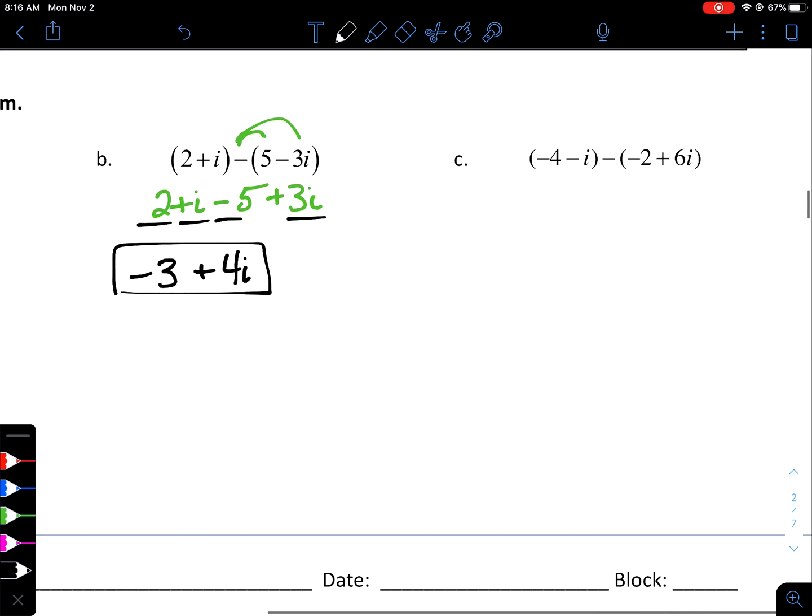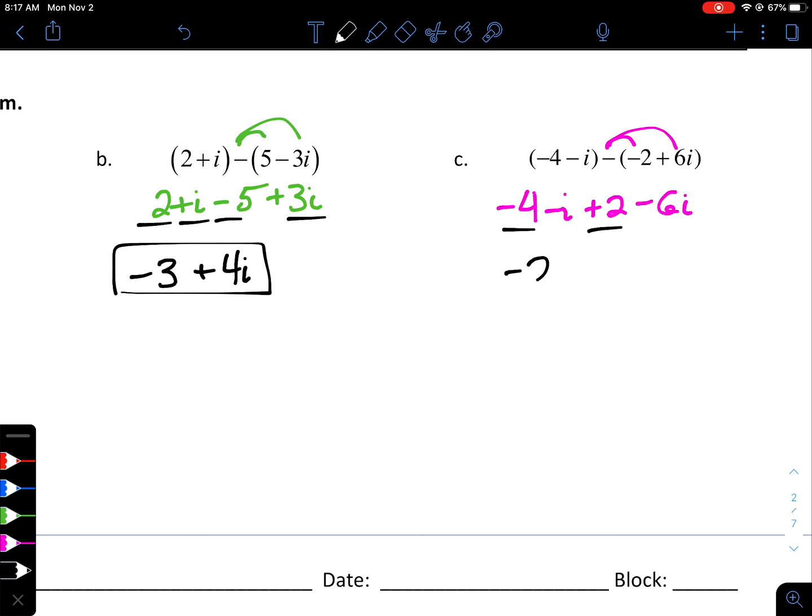Let's take a look at one more example here with C. Again, we do have a subtraction sign, so let's go ahead and distribute that. First parentheses is going to stay the same, negative 4 minus I. Second parentheses is going to become a positive 2 and a minus 6i. And then we just have to combine like terms. Negative 4 plus 2 is negative 2. Negative I minus 6i is negative 7i. And there would be our final answer.